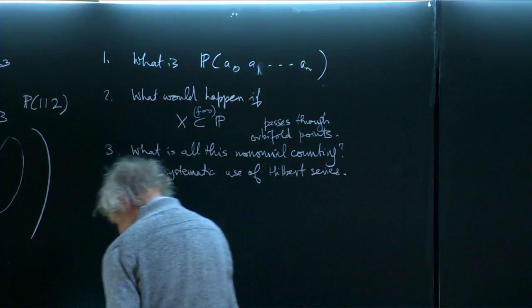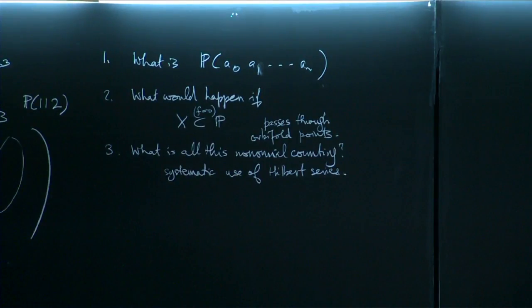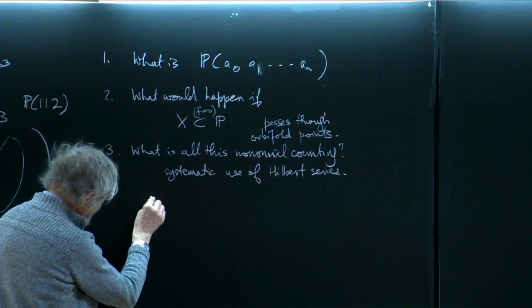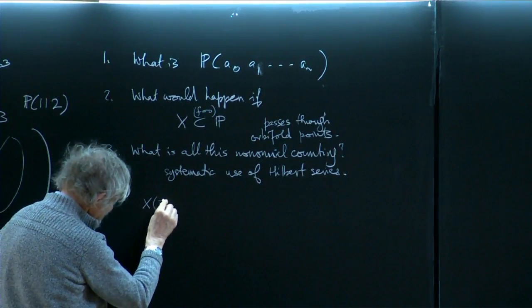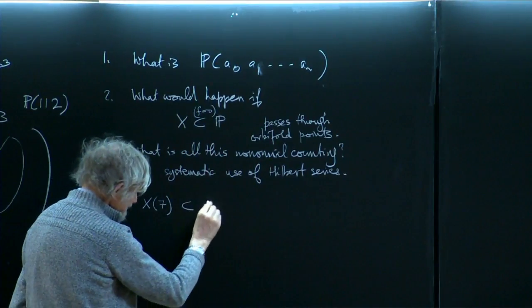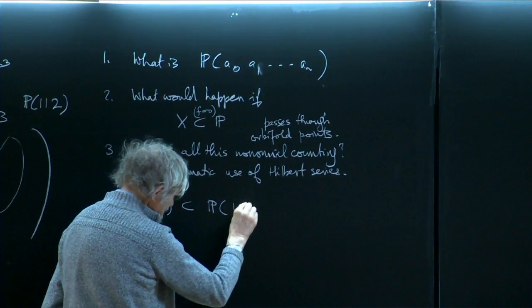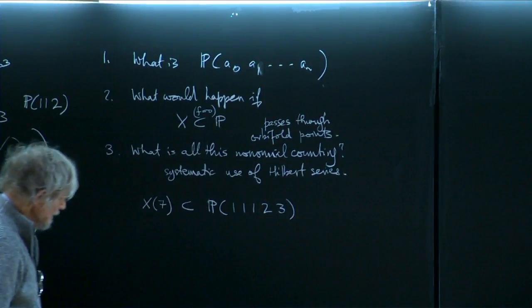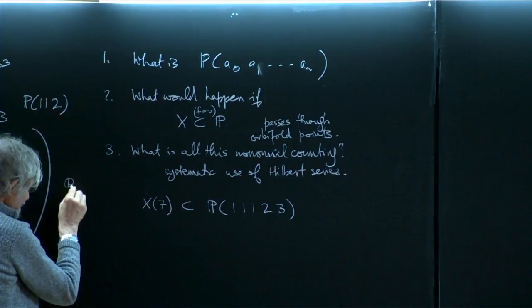So I'm going to talk about these problems today, and go on to some applications and some threefolds. One of the things I'm going to talk about, I'm going to look at a hypersurface of degree 7 in weighted projective space 1, 1, 1, 2, 3. So this is a Q-Fano threefold.